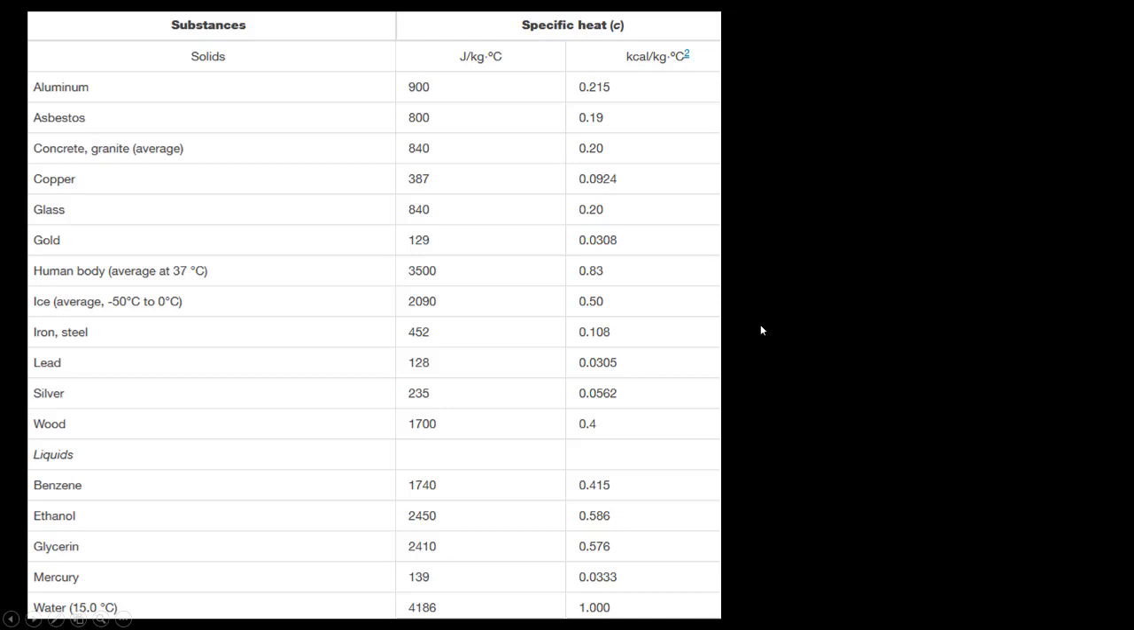So here's a table that lists some specific heats for different materials. And notice there's 2 columns. One of these is in joules per kilogram degree Celsius. The other one is in kilocalories per kilogram degree Celsius. And remember, a kilocalorie from the last video is 1,000 calories, or 1 big C, a food calorie.